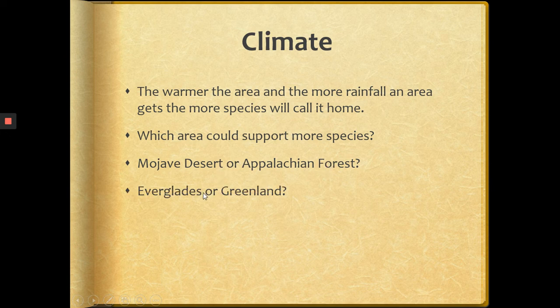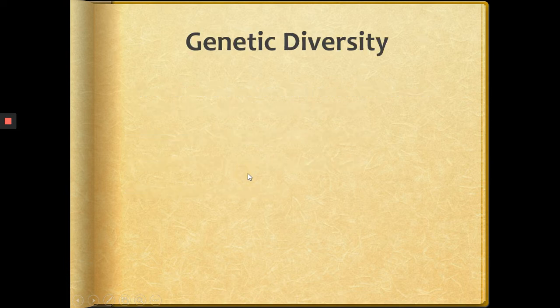The Everglades or Greenland? Obviously the Everglades, again, has a subtropical climate and a lot of rainfall, as opposed to Greenland, a very, very cold, dry climate with very few trees. Cold climates typically have very few reptiles and amphibians. So again, warmer climates that have a large amount of rainfall will have more biodiversity than extreme climates.